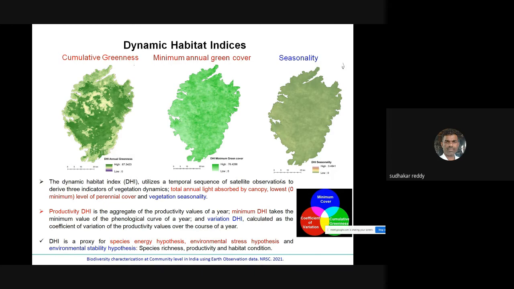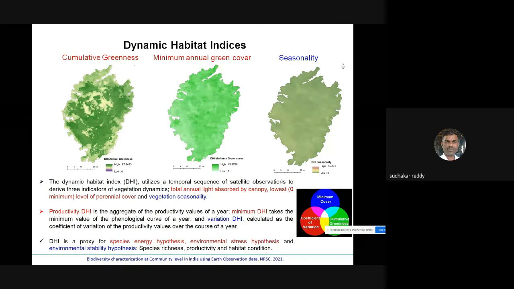Then the seasonality, which is based on the coefficient of variation. That will provide us the areas which have high seasonality in a given place. This is the Similipal Wildlife Sanctuary in Odisha. And actually this concept is a proxy for the available species energy hypothesis, the environmental stress hypothesis, and the environmental stability hypothesis.